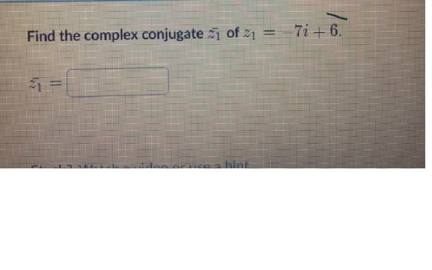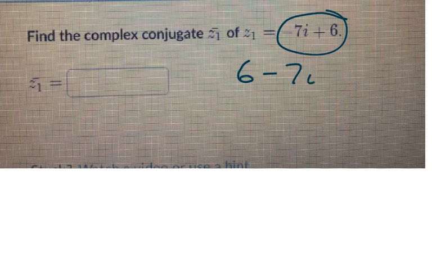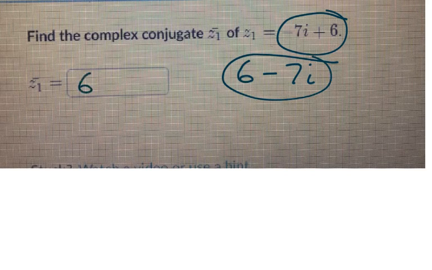Let's do one more. See how they're trying to trick us. Let's write it the normal way. Put the 6 in front, the i second, right? So what is the conjugate of 6 minus 7i? It's 6 plus 7i. All I did was change the sign of the i.